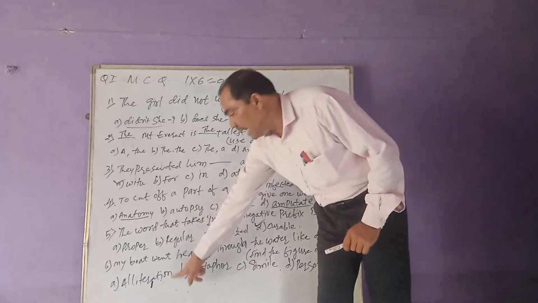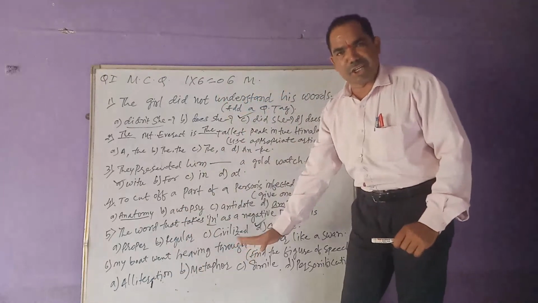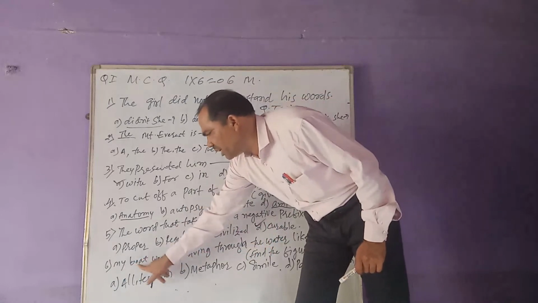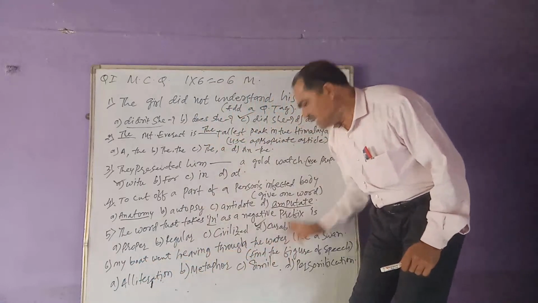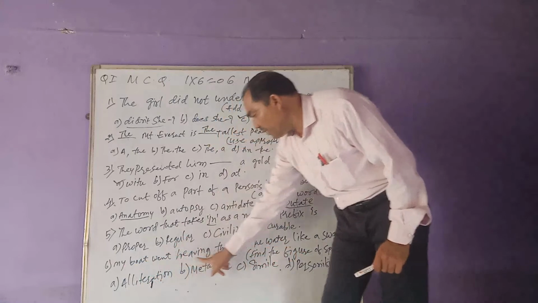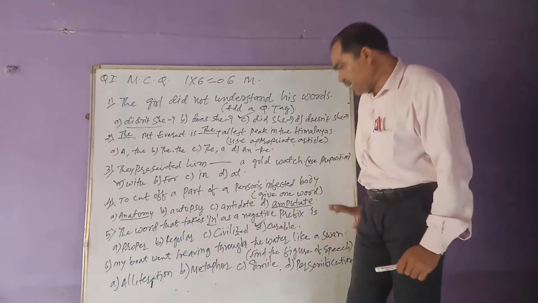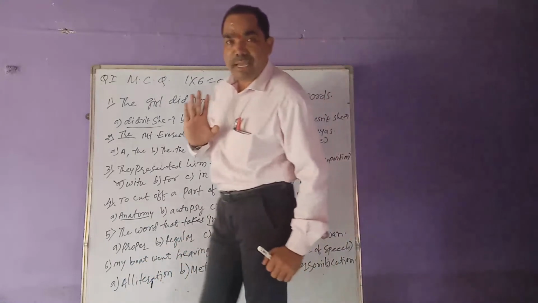Now, hence alliteration is wrong, या नहीं हो सकता alliteration. क्यों नहीं हो सकता? Because the beginning of each and every word is not with the same letter. In the same way, my boat went heaving through the water like a swan. Metaphor है. Metaphor में क्या बताता है?